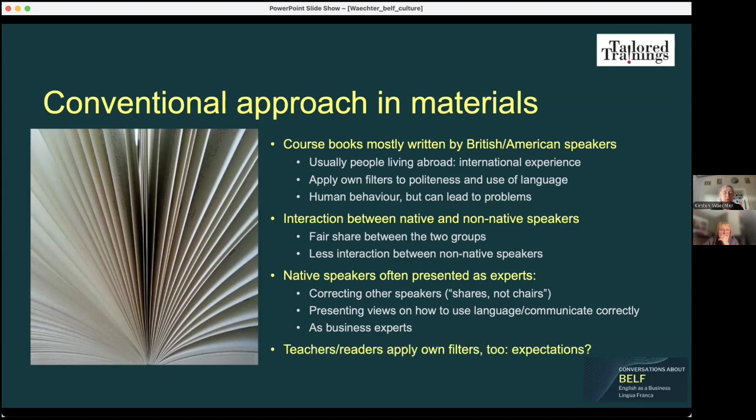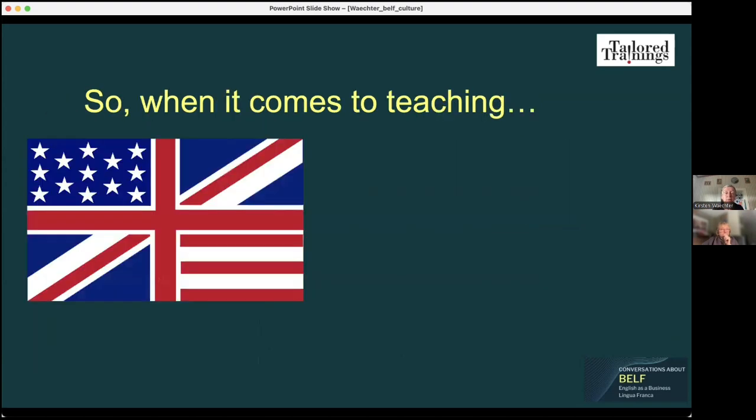Now, we as teachers and readers apply our own filters too. So what exactly do we expect then from course books? And how do we deal with this? And how much adapting is necessary for my context when I have maybe a unit that I find quite useful, but I say, in my context, it doesn't work like this. So the people that my learners deal with communicate in a totally different way.